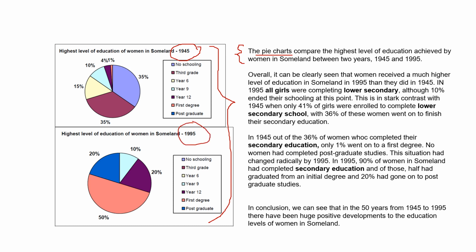Okay, they are comparing what? What kind of data? What are they comparing? So take a look at the title to know more about the graphic aids. They are comparing the highest level of education of women in some land between 2 years. What are those years? Specify them. 1945 and 1995. So that's it.